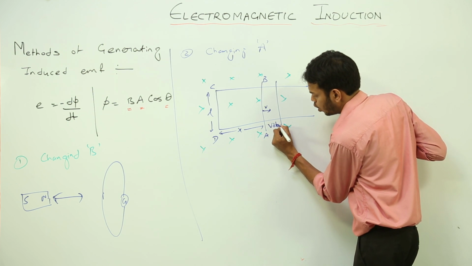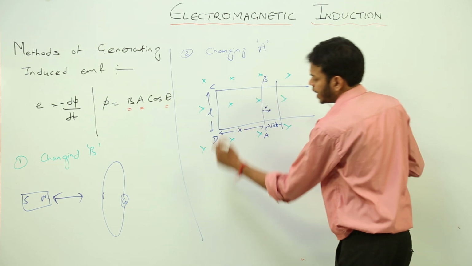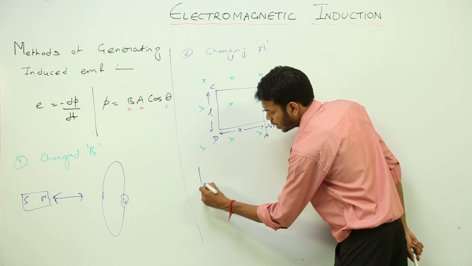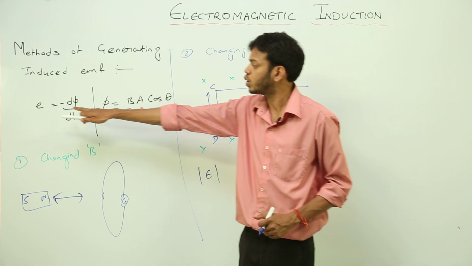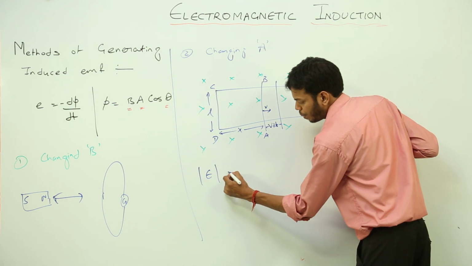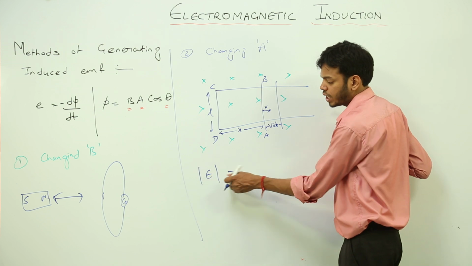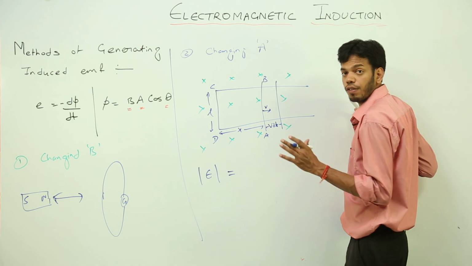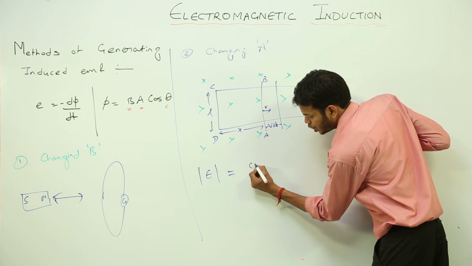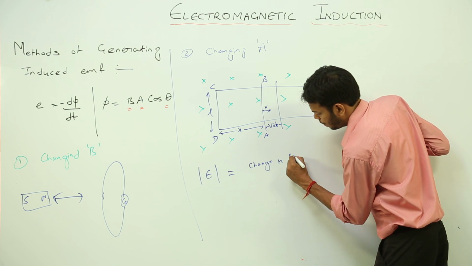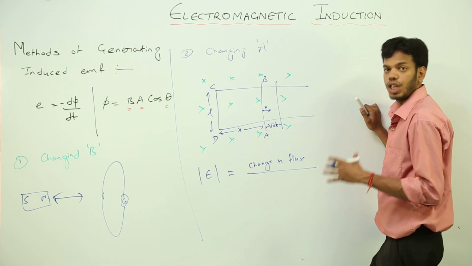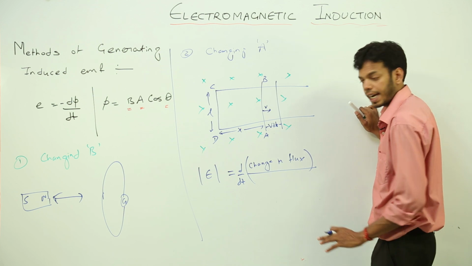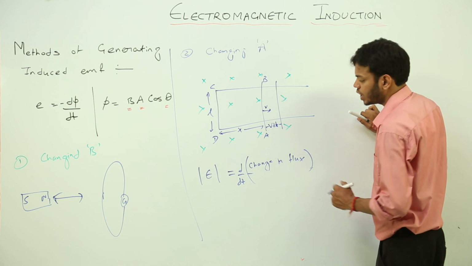This is more clear. Okay, what is induced EMF? Induced EMF is dφ by dt. The magnitude of induced EMF, because the negative sign shows the direction, which is why I put the modulus sign in front of it. I am taking the magnitude of induced EMF, which is given by the rate of change of flux, dφ by dt, that is, change in flux upon change in time, or d by dt of the change in flux. That is acceptable.